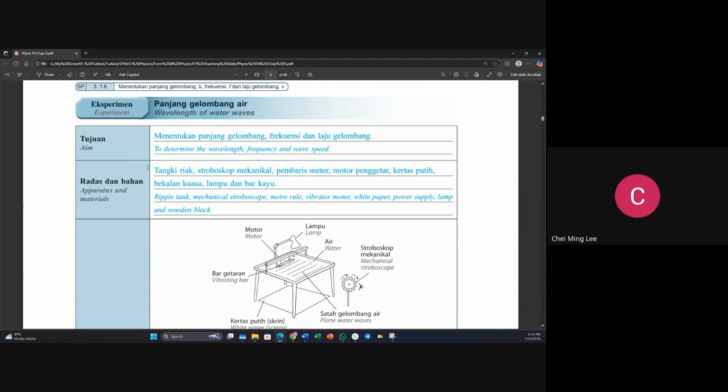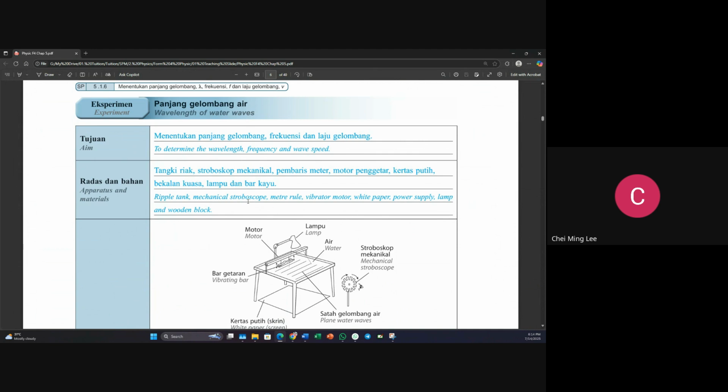Okay, now let's see how they determine the wavelength of water waves. The aim is to determine the wavelength, frequency, and wave speed. Then the apparatus involved. This is called a ripple tank. Okay, a ripple tank. Why do they call it a ripple tank? It doesn't mean that he tries to break down the thing. I know. It's called a ripple tank because it shows the wave pattern. It will record the wave pattern.